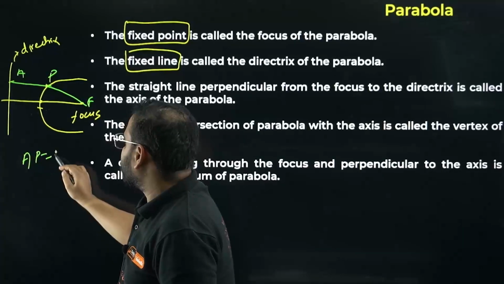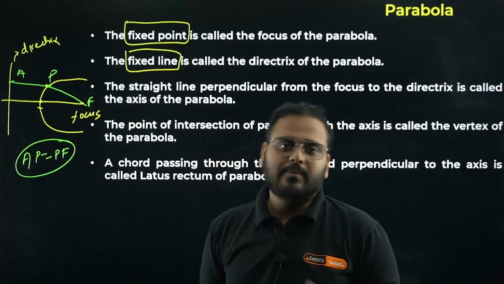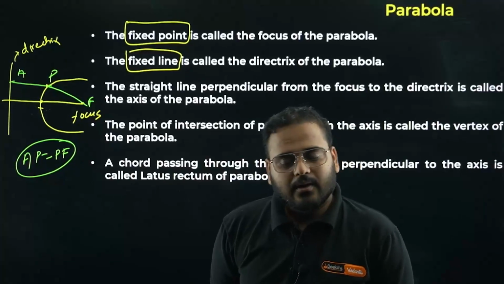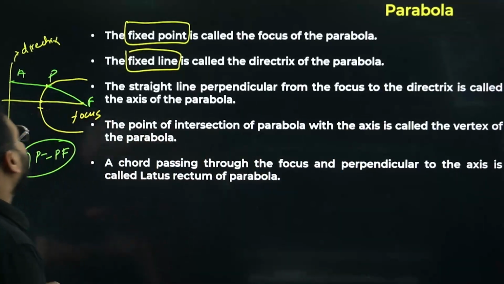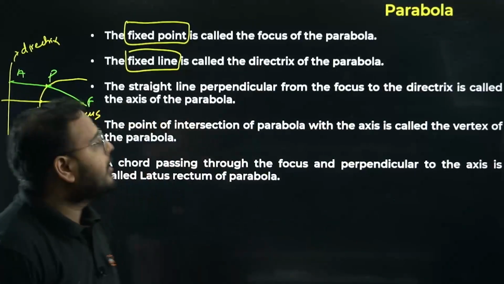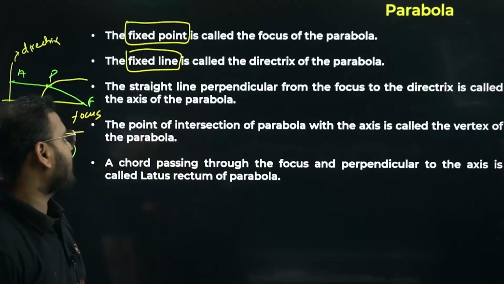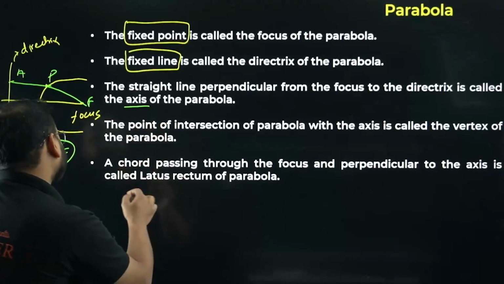AP and PF will always be equal, so forever will be equal. Do you get it? Okay, let's read the definitions that I have over here. So fixed line is called the directrix of the parabola, fixed point is called the focus of the parabola. Okay, what is there? Straight line perpendicular from the focus to the directrix is called as the axis.